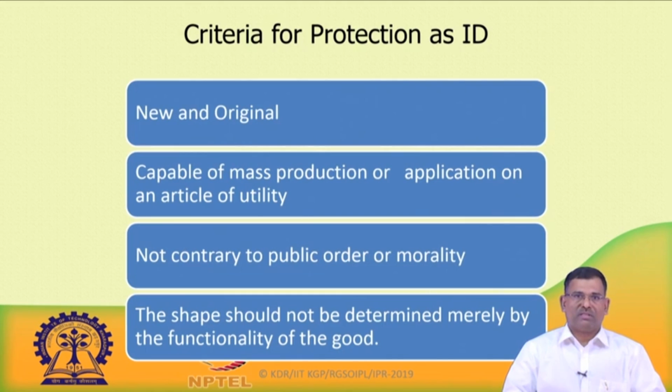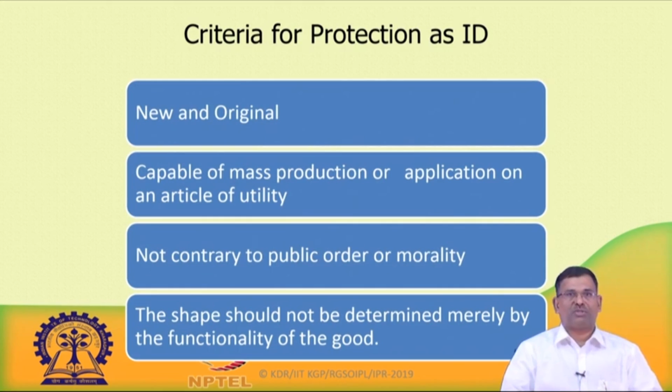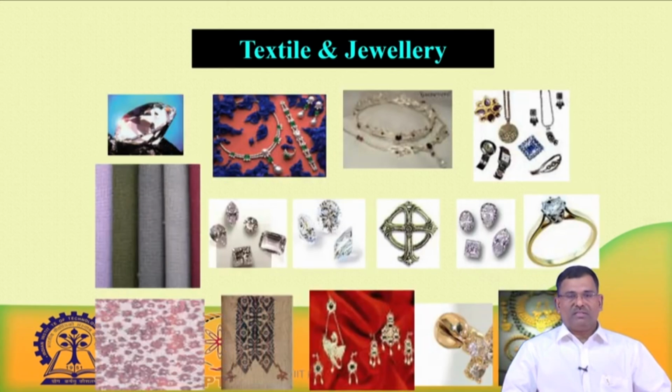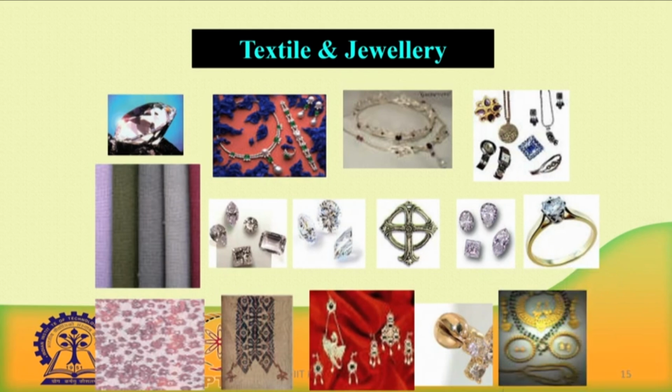So, that means you can see that the functionality of the goods is not the concern of the design, it is the aesthetic aspect that is the subject matter of design registration in India. And we have talked about 2D products as well, the textiles and jewelry. If you go to the market, the jewelry depends entirely upon the designs. There are so many designs available. If it is new, it can also be registered as a jewelry design.